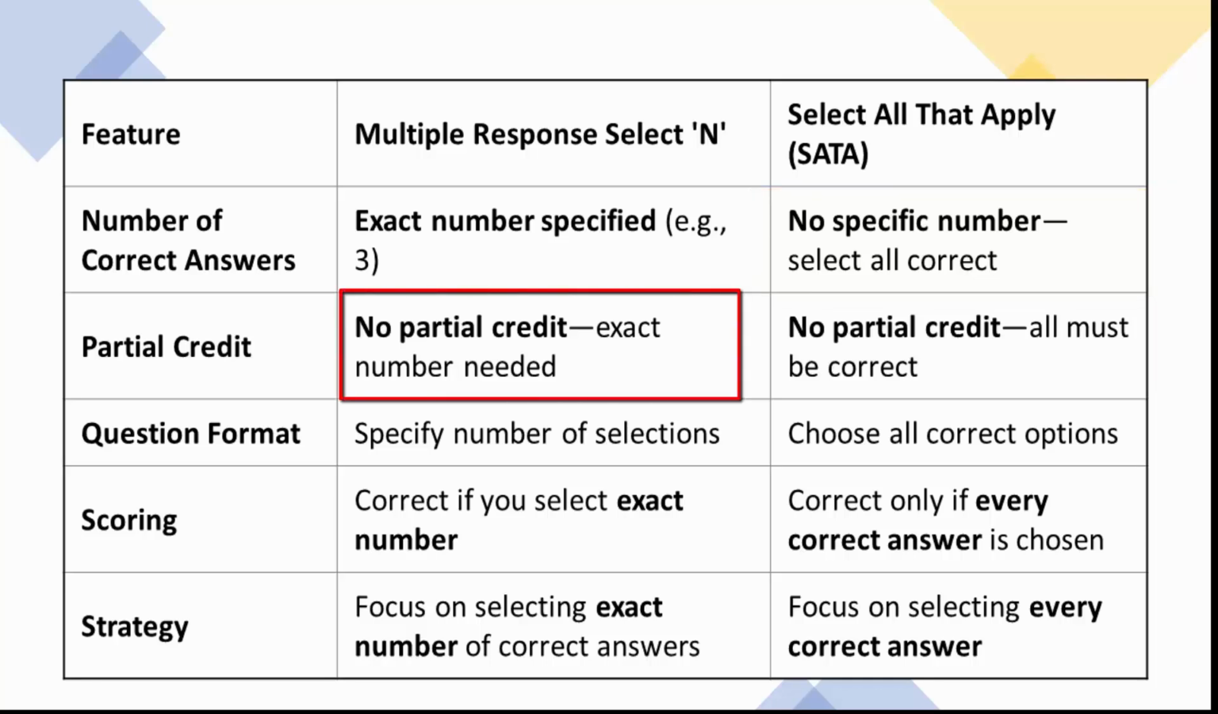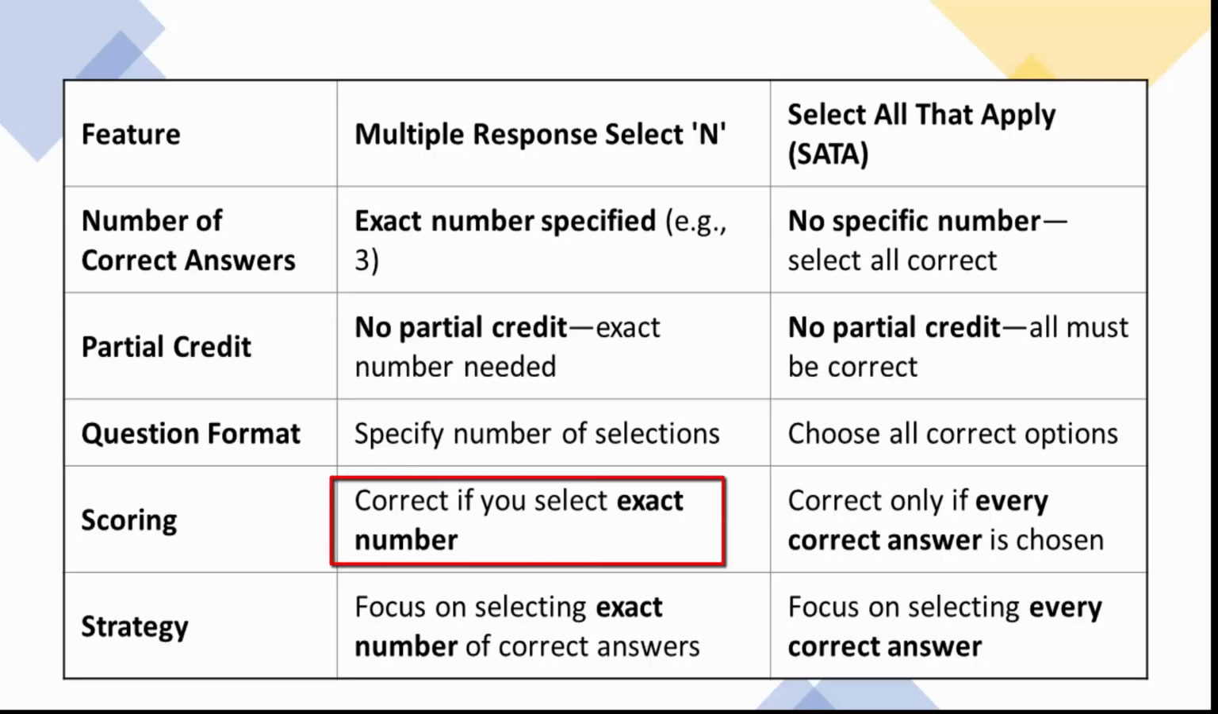Partial credit. There's no partial credit here. You have to select the exact number specified in the question. So if you pick 2 or 4, it won't count. Again, no partial credit. If you miss even one correct option or select an incorrect one, the question is marked wrong. It's like a SATA question, but with a twist. You know the exact number of answers you need to pick. You're asked to pick all the answers that are correct, but there's no set number, so the number of correct answers can vary.